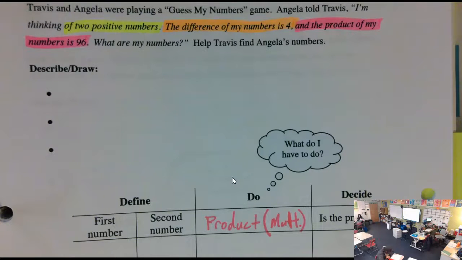Okay, and then this, how do we write this mathematically? The difference of my numbers is 4. Like 1 is 4 bigger than the other, or 1 is 4 smaller than the other. You can say either, because either way they'll have a difference of 4.